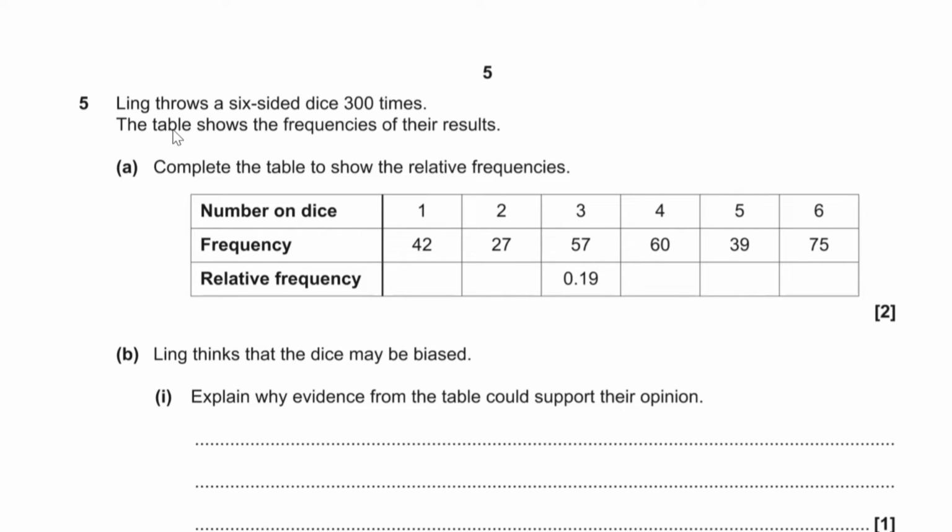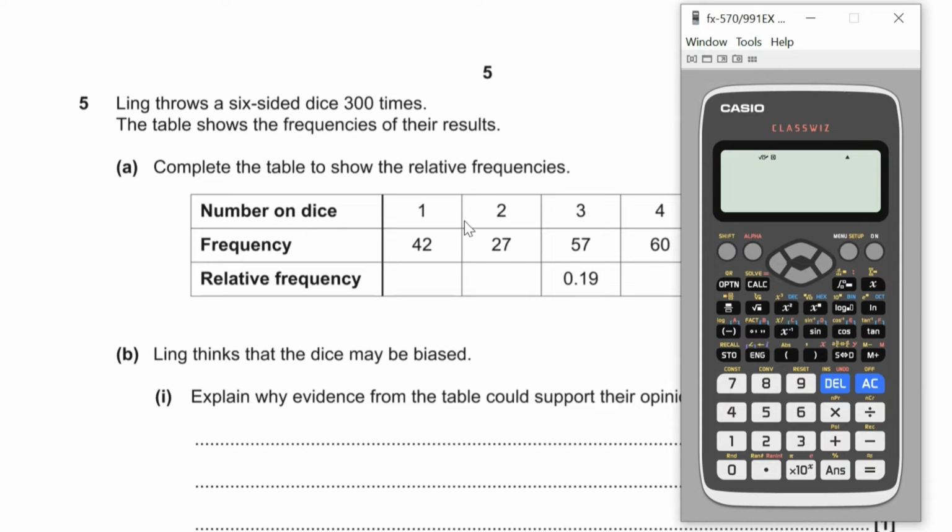Question number 5. Ling throws a 6-sided dice 300 times. The table shows the frequencies of their results. For part A, we have to complete the table to show the relative frequencies. So, we throw the dice 300 times. So for our denominator, we will have 300. And to find out the relative frequency, we need to divide the frequency by the total frequency. The total frequency is 300.